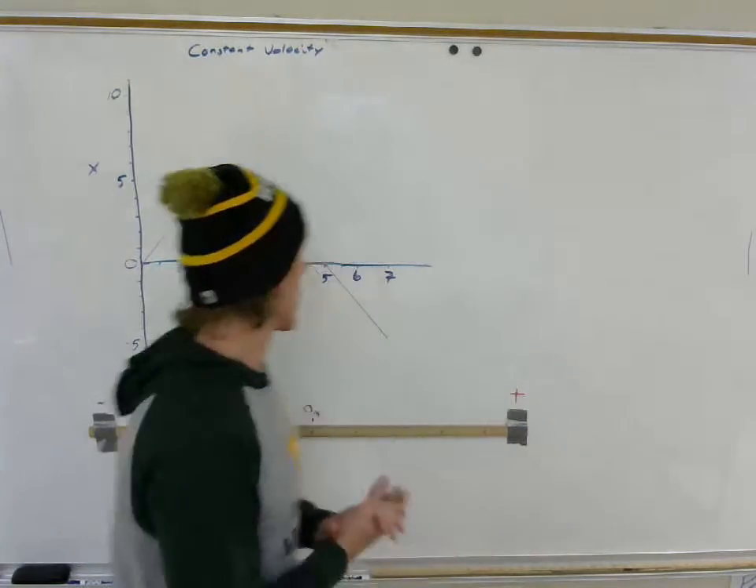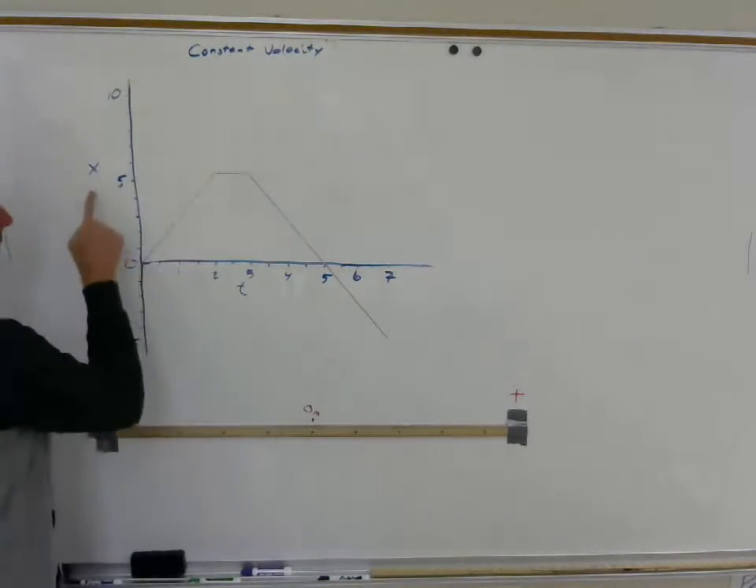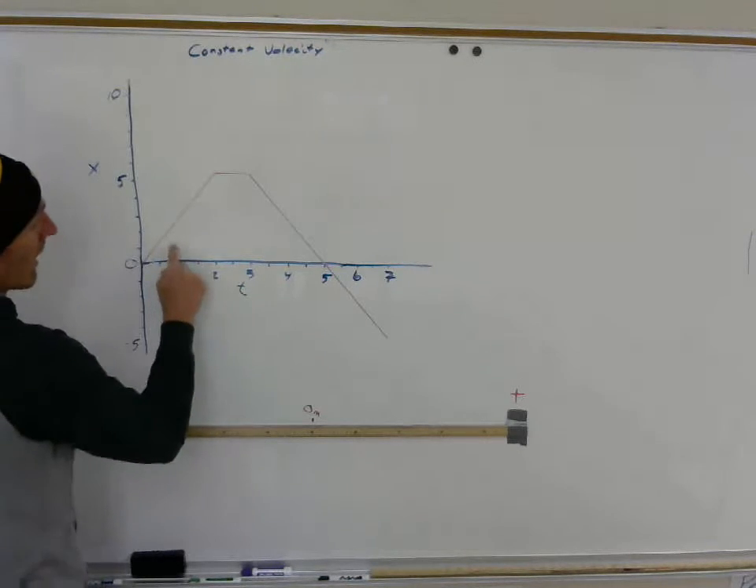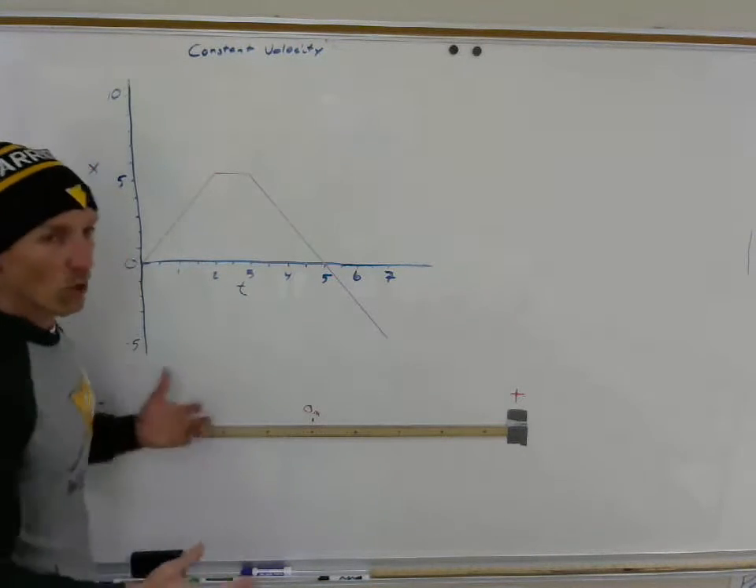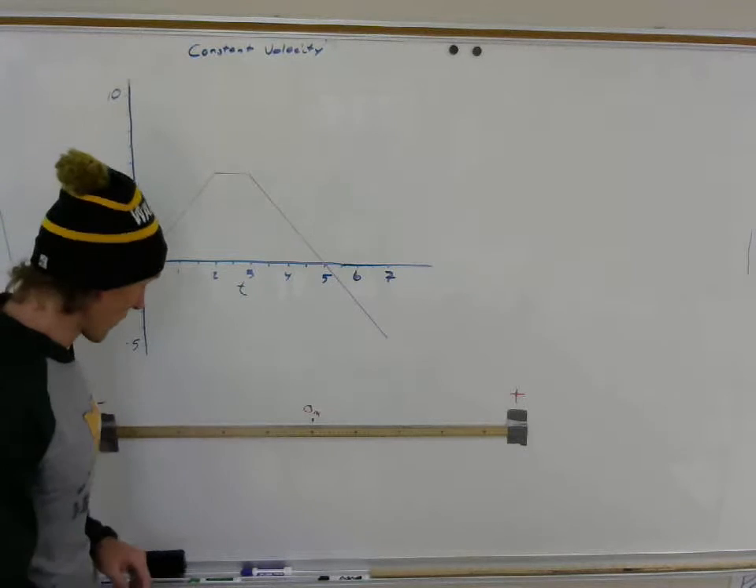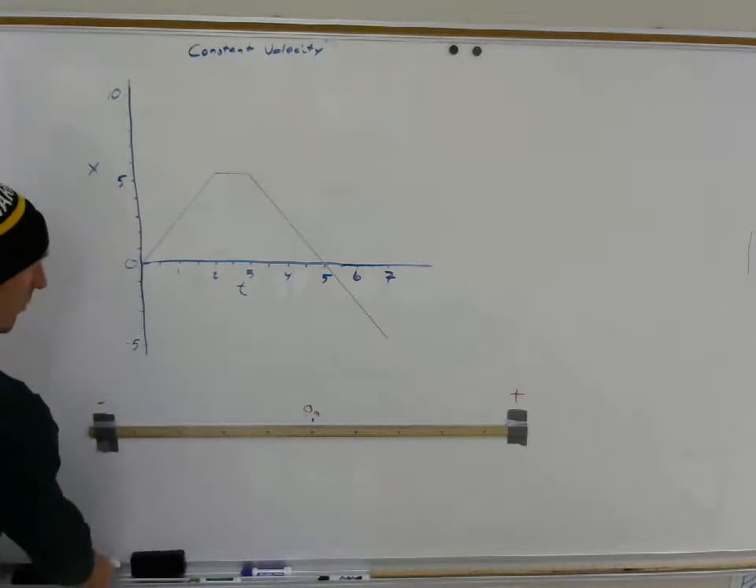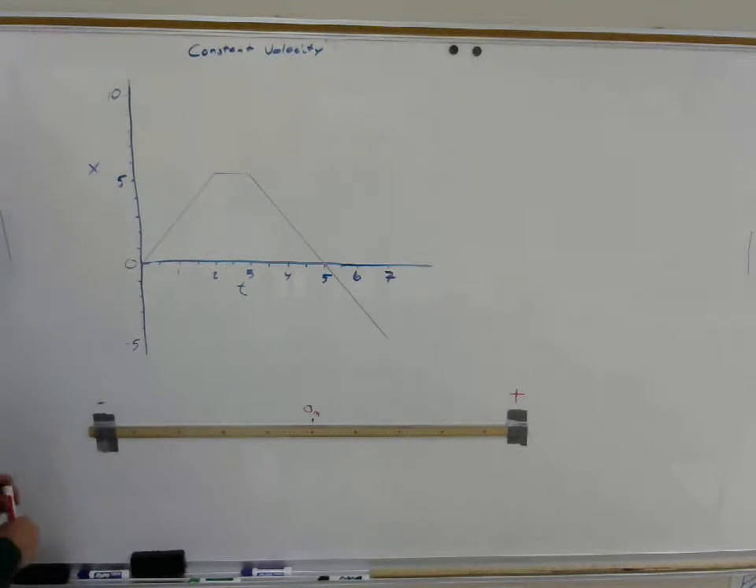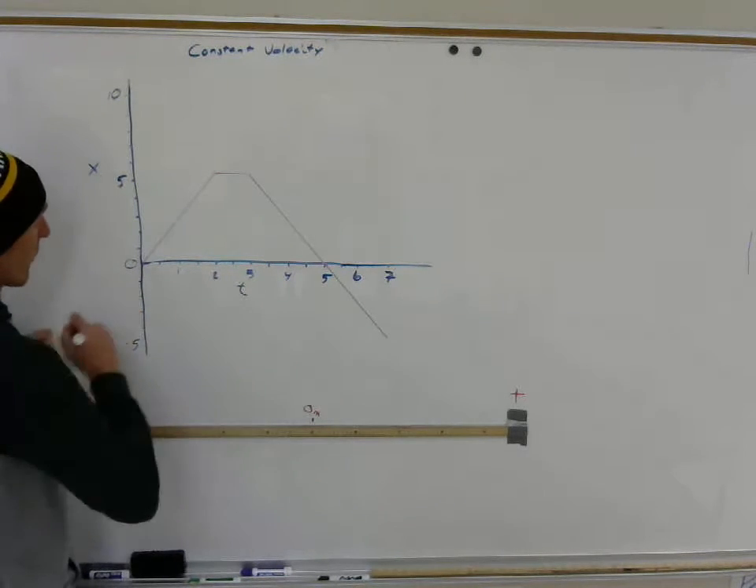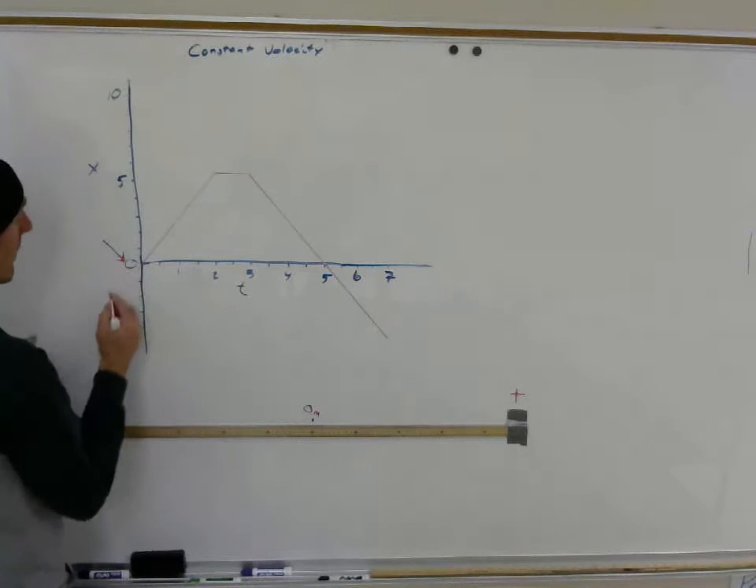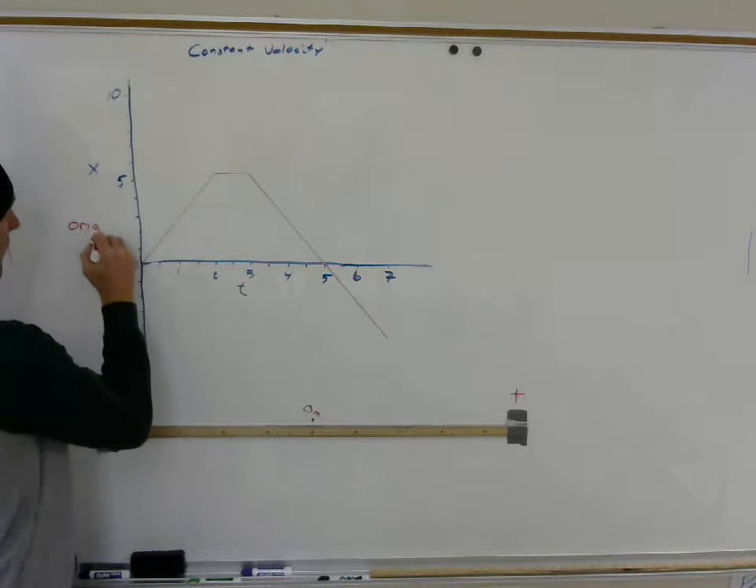And so if we take a look at this graph, we're doing constant velocity. This is an XT graph. Let's say you had something that looked like this. How do we interpret what is going on? All right. So let's use red. This is our origin. That is the 0 point.